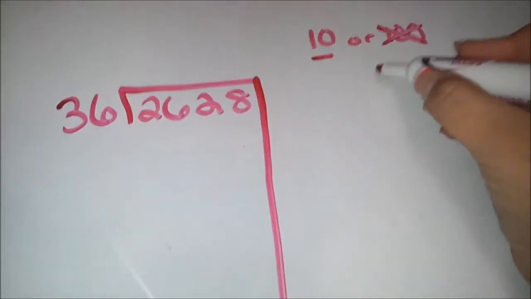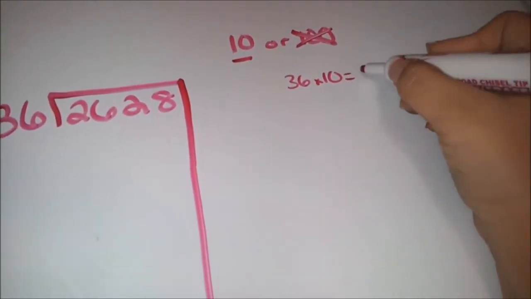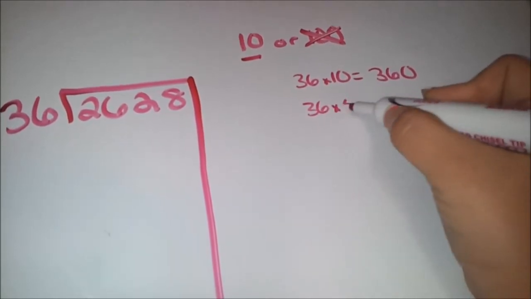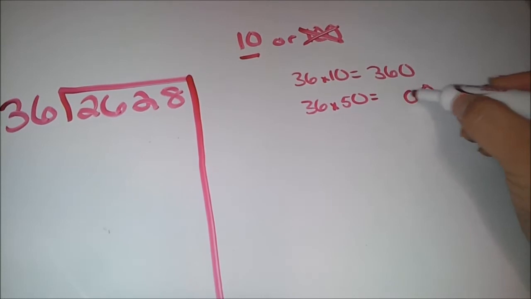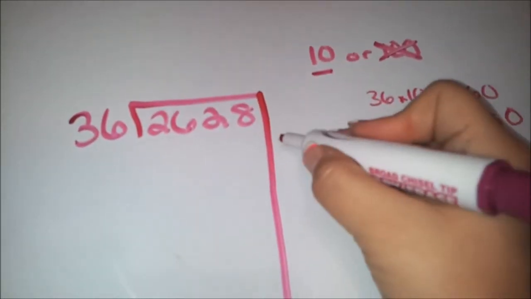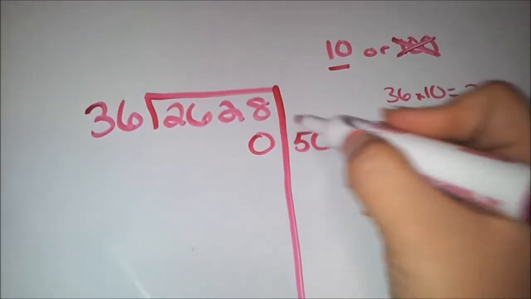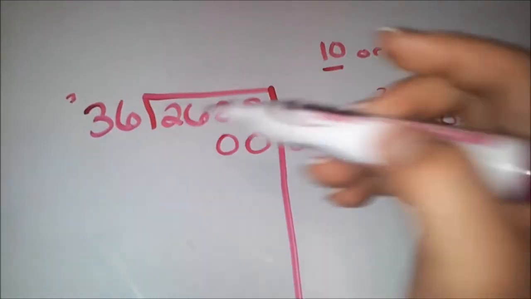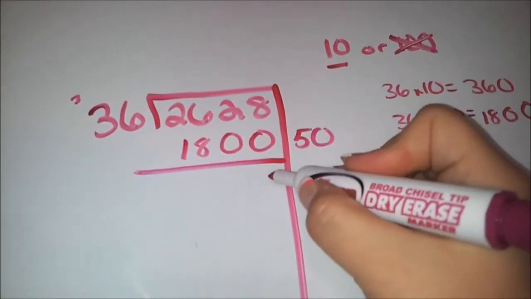Let's think. We can get 360 out of 36 times 10. That's kind of small. What else could we do? 36 times 50. What's that going to give us? 0, 0, multiply, 1,800. That's a nice big number. I like that. Let's do that. 50. So 36 times 50 is 1,800. Go ahead and subtract.